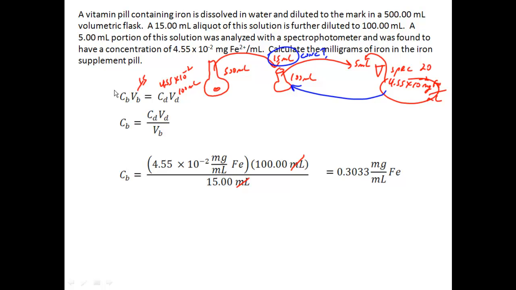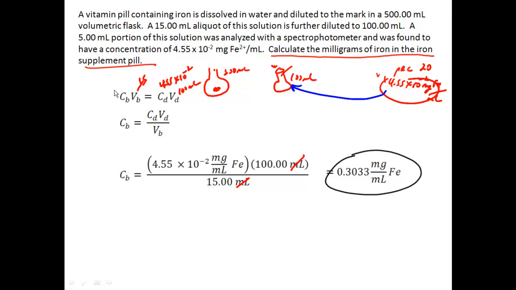This is very similar to the calculation we just did in the previous problem. But we want to go one step further in this problem. I want to calculate the milligrams of iron in the actual pill itself. This concentration of 0.3033 milligrams per milliliter is telling me the concentration in that original flask, that original 500 milliliter flask. Okay, it's telling me that concentration. For every milliliter, there's 0.3033 milligrams of iron. I want to know how much iron is in the entire flask.